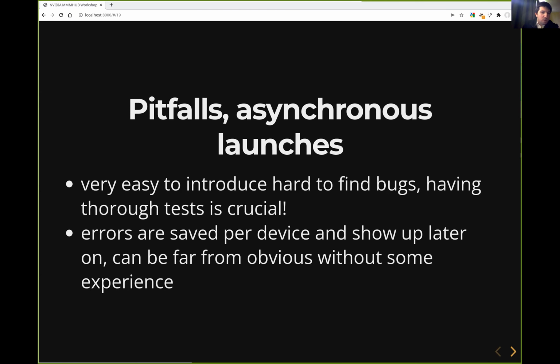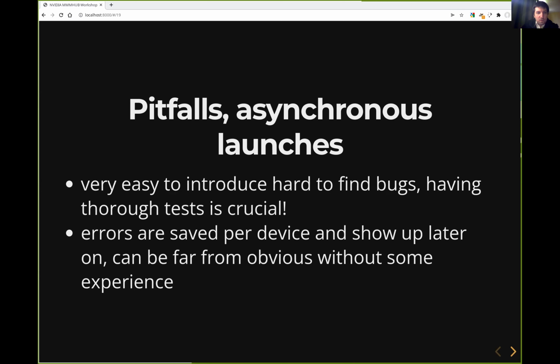It's not all great, but there are actually rather few. Asynchronous launches are great, but they can also introduce subtle bugs which are rather tough to find. So it's crucial to have a very good test suite or some local unit test to check exactly as you're doing things, whether you're still on track.